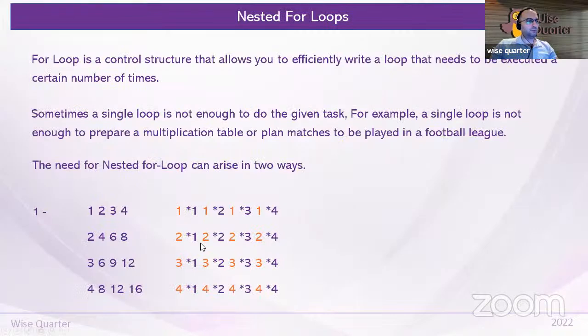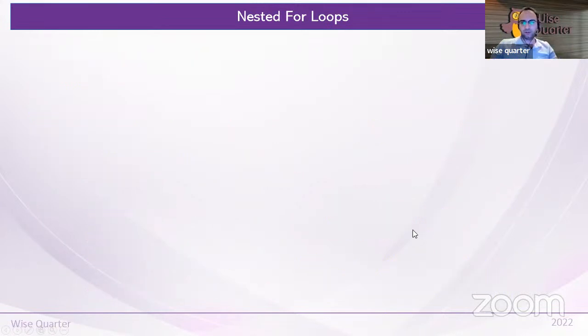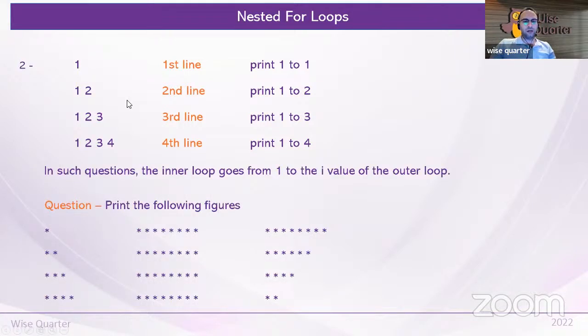We could write those numbers, okay? Number one takes a value, number two takes all values from the starting point, and so on. Now we will try to print other symbols. First, I want to print this one. Before everything else, we should understand the logic. Then we will try to handle the question.